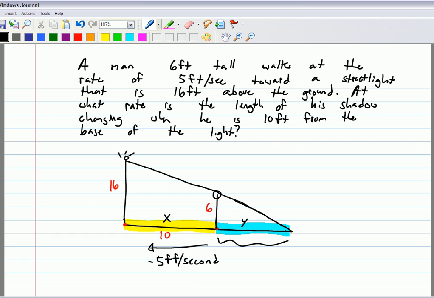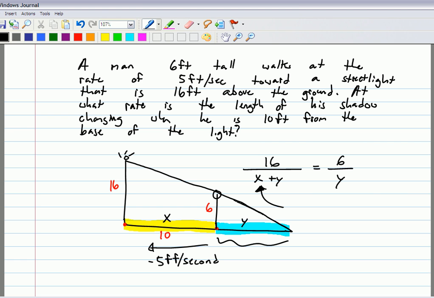So, let's say the goal is to relate x and y. Well, I've got some similar triangles here, and you could set up a proportion. You could go 16 is to x plus y, as 6 is to y. Now, I almost made a mistake there, right? Did you see I almost put in 10 for x? Here's the thing, x isn't always 10, right?